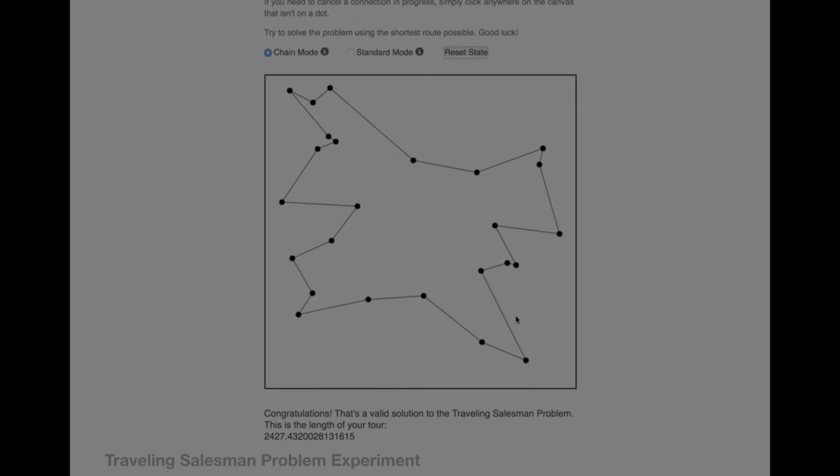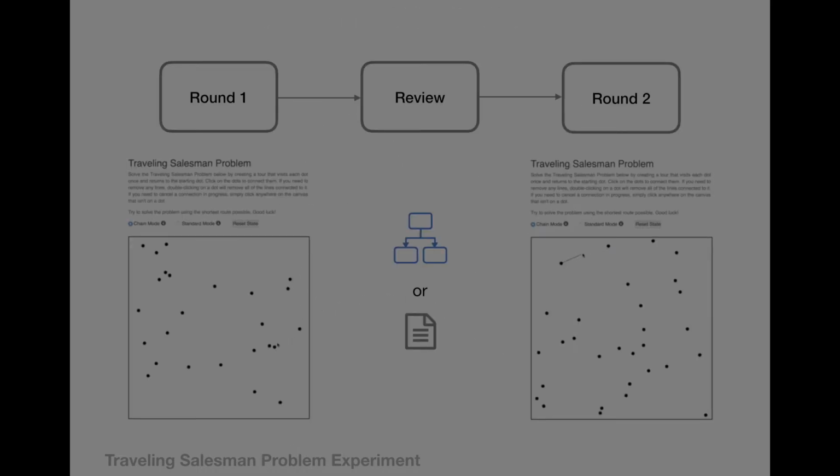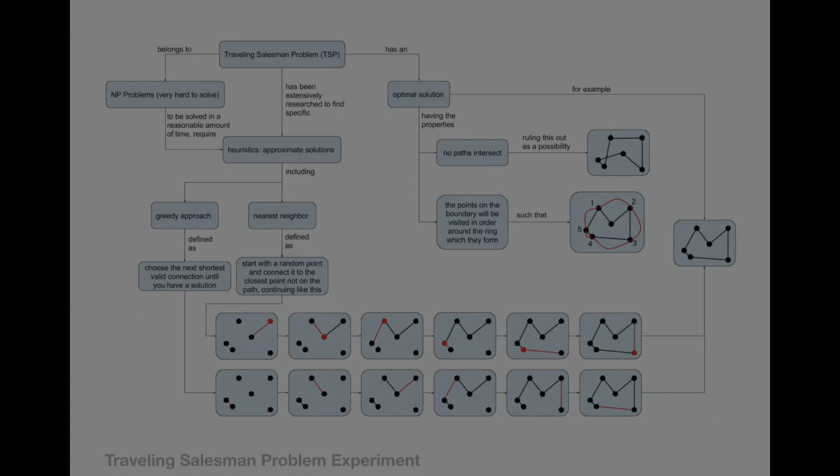So the setup of this experiment was I had the participants do a round of the traveling salesman problem. Then I provided a review, which again was either a concept map or a bulleted list. And in the review, I provided some strategies, some heuristics for how to find a solution, and some characteristics of optimal solutions. So making this a little more concrete, this is the concept map that I showed the experimental group.